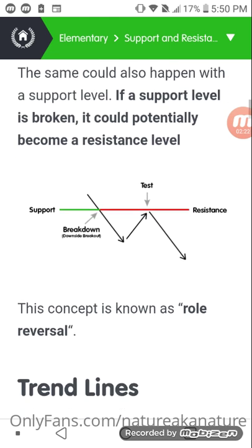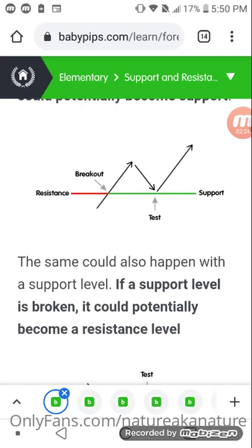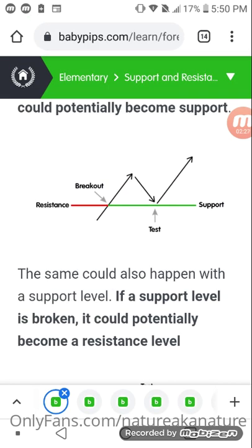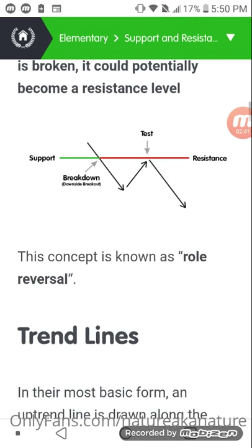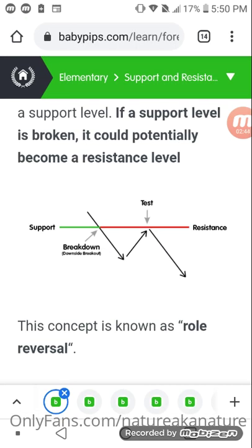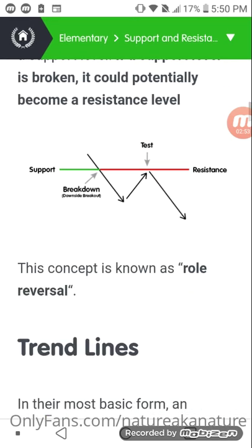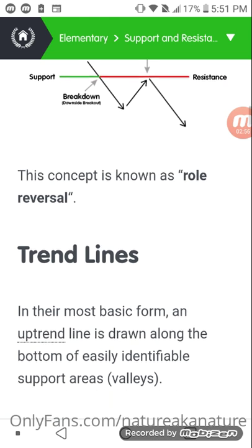Okay, so remember, the aggressive way is to get in once price breaks out of the trend line. The conservative way is to get in once price pulls back and tests that support line. Same thing with the resistance line: once price breaks that resistance line and tests that resistance line, the conservative way is to get in once price tests that resistance line. So remember that. That's important. And this concept is called reversals.